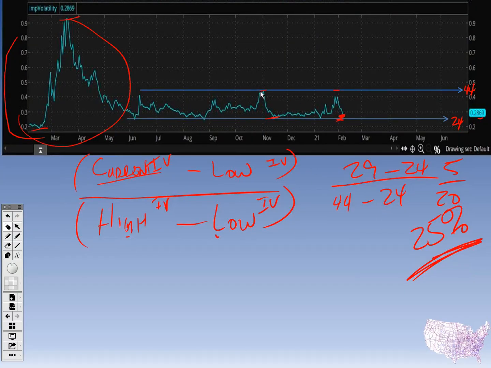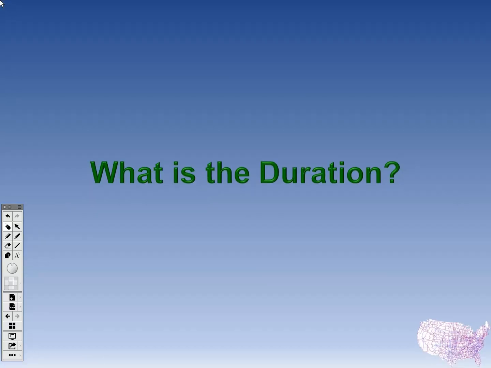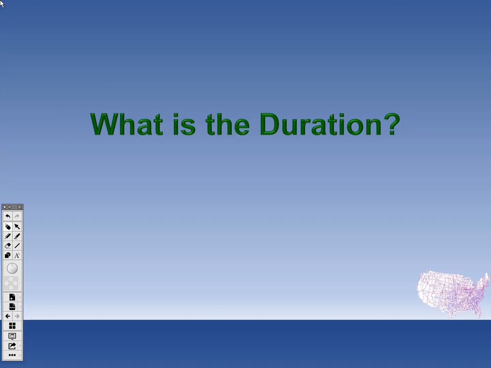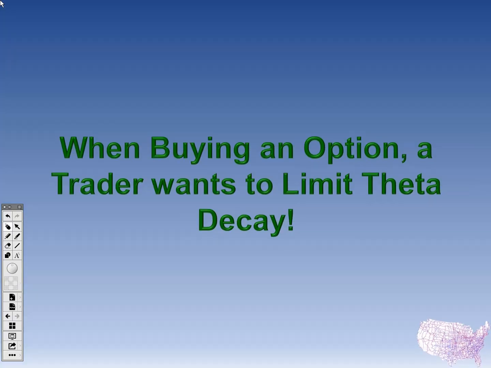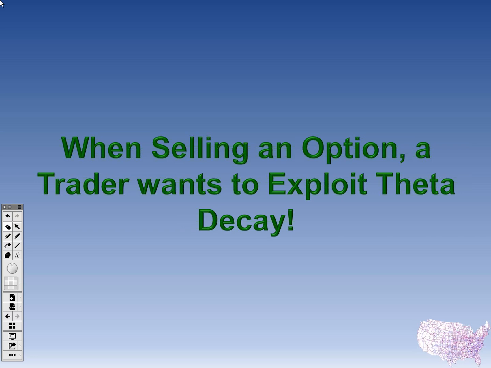I don't care if you guys do a line in the sand. I'm at a point in my life where I can see that this is the middle of the road, right? So I know that this is the buy zone and this is the sell zone. So what duration are we looking at? Well, we've got one where we're buying the further duration, because we want to limit that theta decay, and we've got one where we are selling premium and we want to exploit that theta decay.